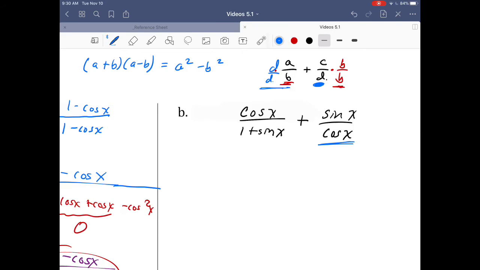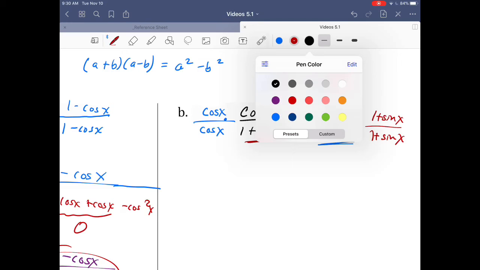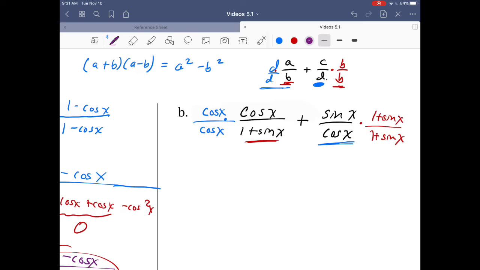Take this denominator, put it over itself. Take this denominator, put it over itself, and let the algebra take it from there. So let's go ahead and do it. So this fraction right here, we've got cosine squared in the numerator, and then don't worry about distributing this denominator. Just keep it as 1 plus sine x times cosine.